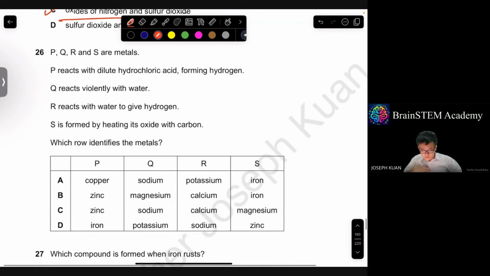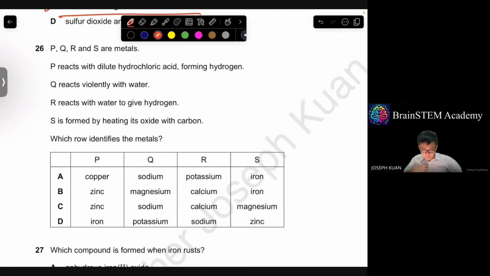Moving on, PQRS are metals. P reacts with dilute hydrochloric acid forming hydrogen. Q reacts violently with water. R reacts with water to give hydrogen. S is formed by heating its oxide with carbon. So from here, we know Q is of the highest reactivity, so it's most likely not magnesium. And from further speculation, we know copper doesn't react with acids because it's less reactive than hydrogen.